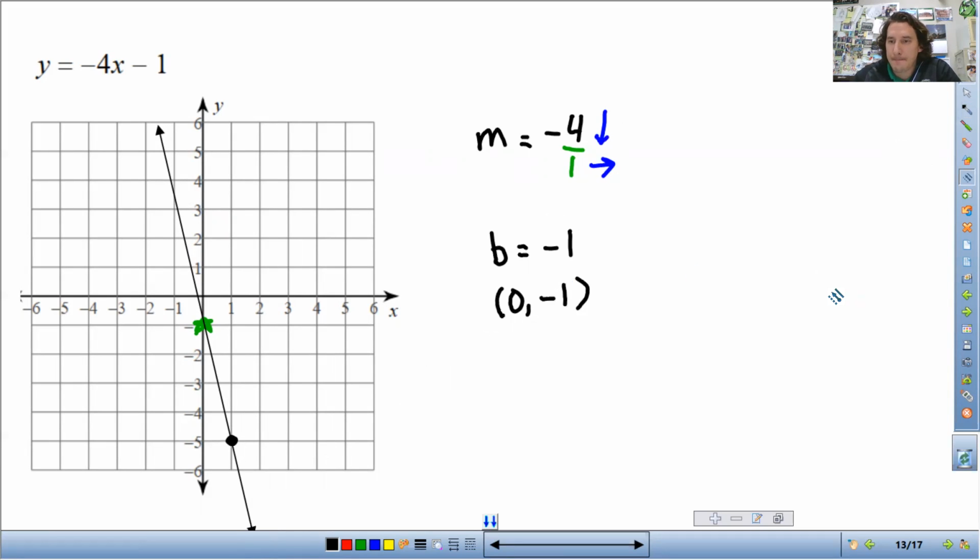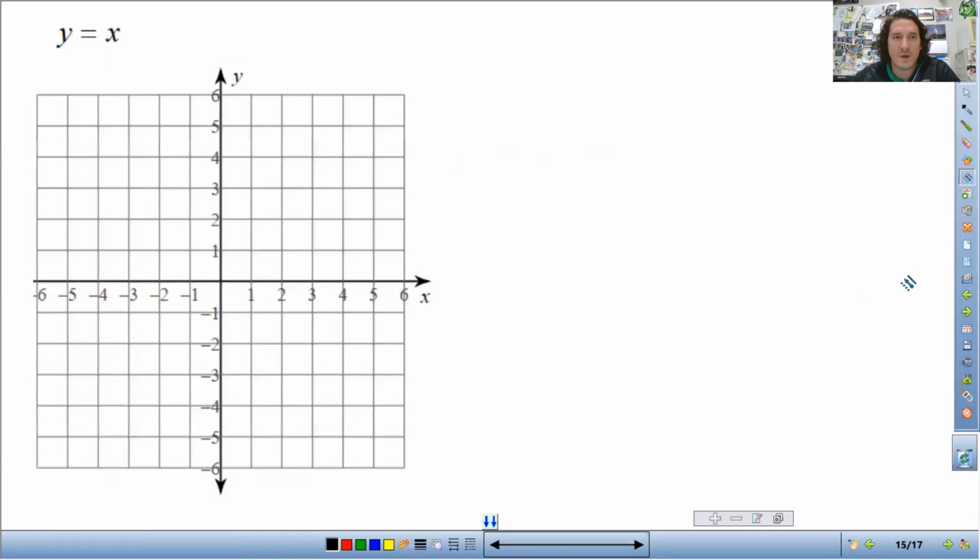All right. Last set of examples. What to do if there's no B value there. So this is a pretty special case here, so I'm going to write the equation again over here. Y is equal to X. A lot of kids see this and they freak out. They don't know what to do. It's really no big deal.